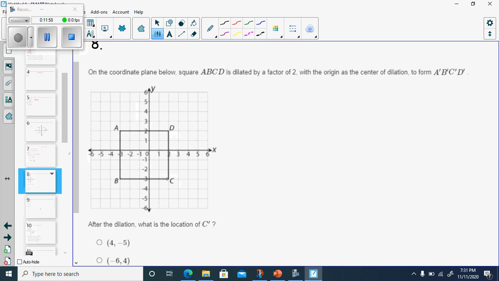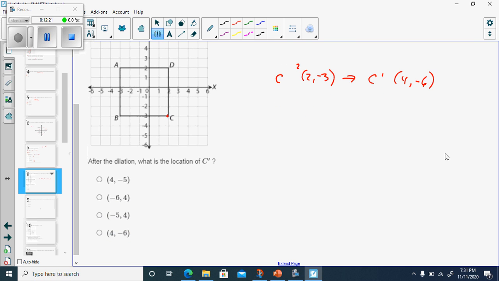Okay, if it's dilated by a scale factor of 2, and we're looking for C prime, we need the coordinates of C. It's at 2, negative 3. Okay? We dilate it by 2. We're looking at a C prime that would be 4, negative 6. Okay?